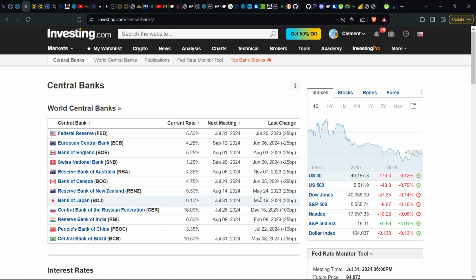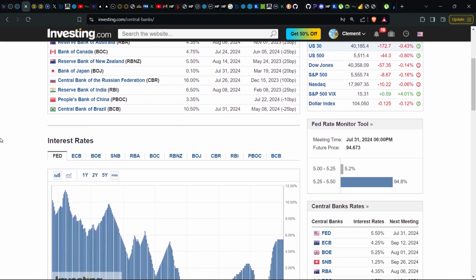Also looking at Japan, they decided to hike the rates on March 19th. That's when they ended their negative interest rate policy and hiked the rates to positive, by 10 basis points. Previously, it was negative. I can even just show you because the chart is here.